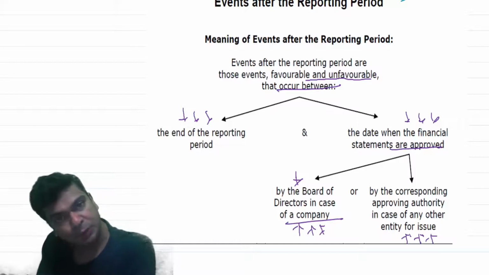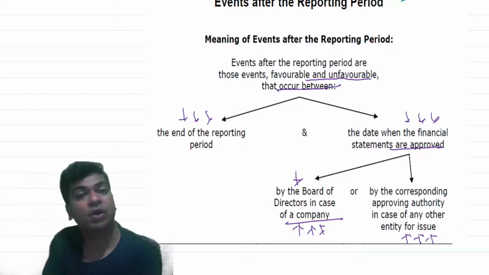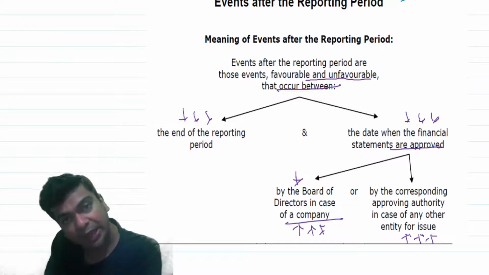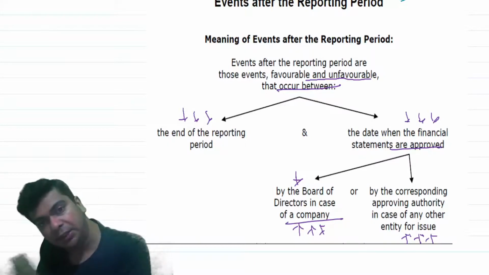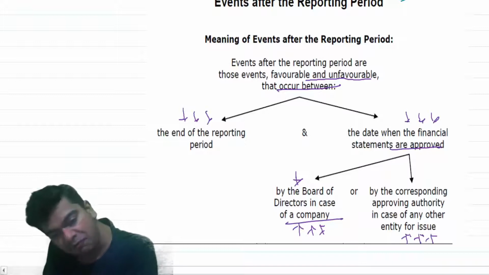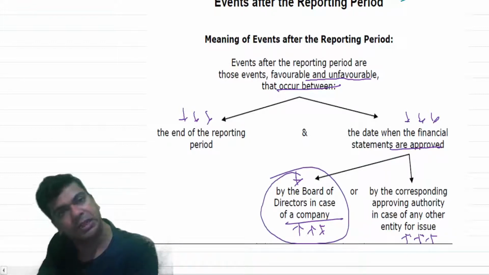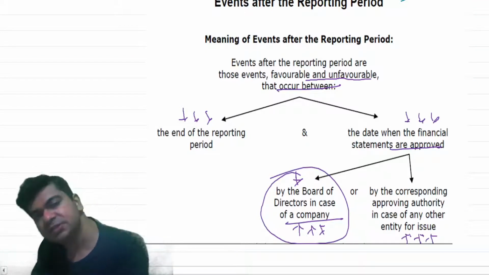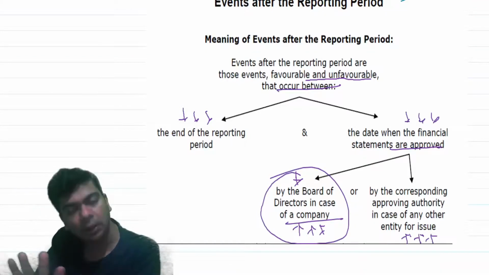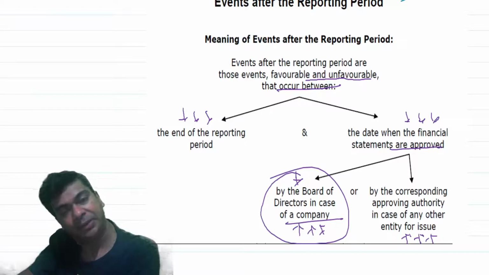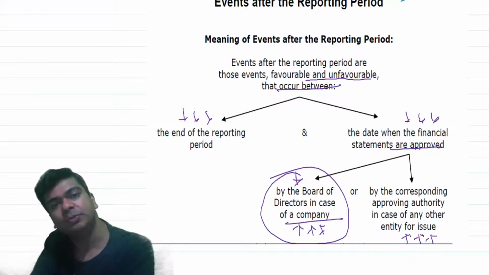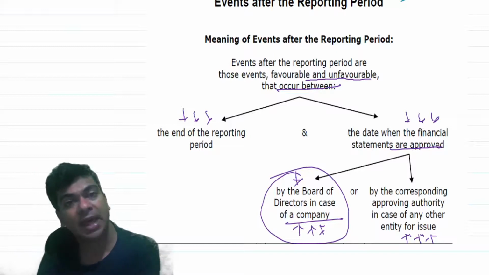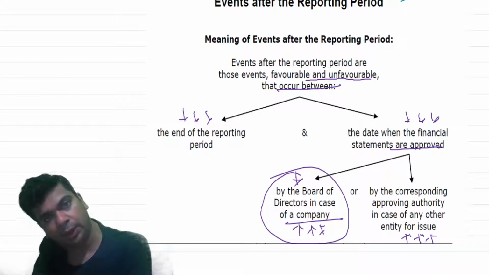Remember, supervisory board is comprising of non-executive directors, independent directors. Their role in a company is limited. The main role in the company will be of the board of directors. The date when the board of directors are approving the financial statement is the date of approval. Although the financial statements are subsequently approved by the supervisory board, the date on which the supervisory board are approving, that date should be ignored.